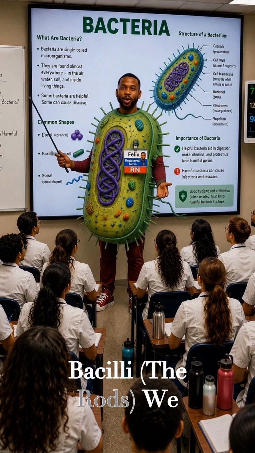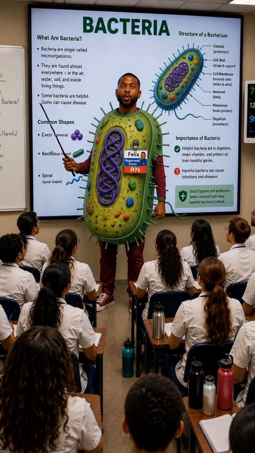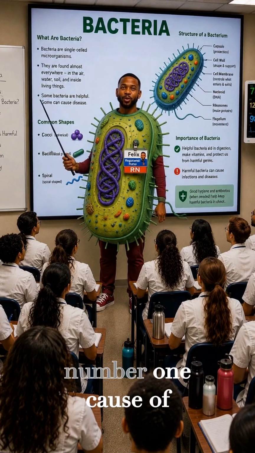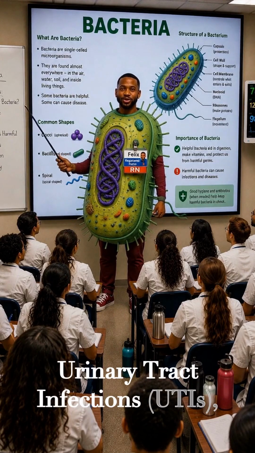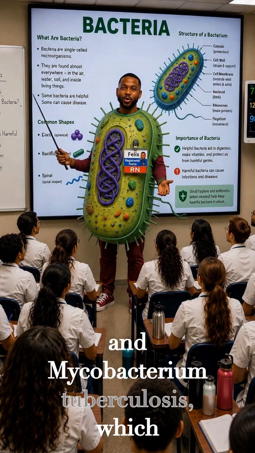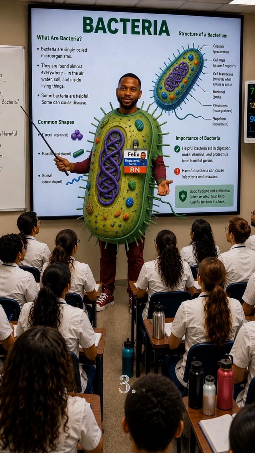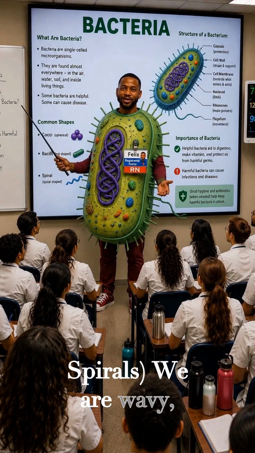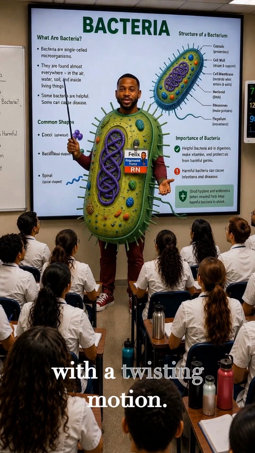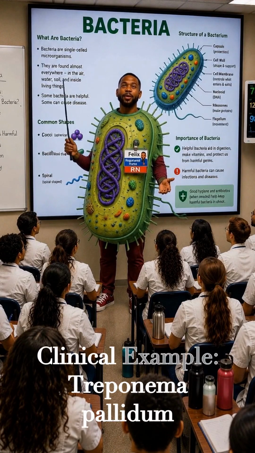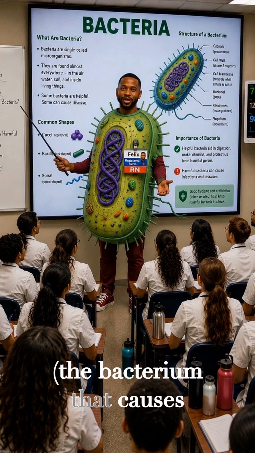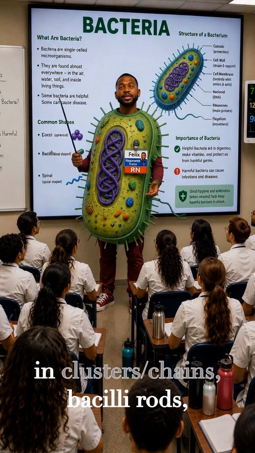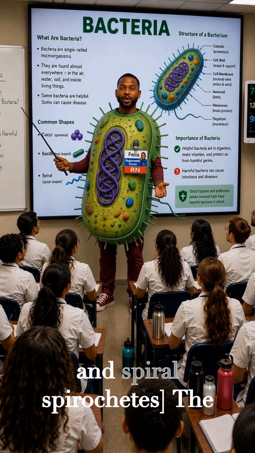Two, bacilli, the rods. We are elongated, brick-shaped or rod-shaped cells. Clinical examples: Escherichia coli, E. coli, which is the number one cause of urinary tract infections, UTIs, and Mycobacterium tuberculosis, which attacks the lungs. Three, spirilla and spirochetes, the spirals. We are wavy, corkscrew-shaped cells that move with a twisting motion. Clinical example: Treponema pallidum, the bacterium that causes syphilis.